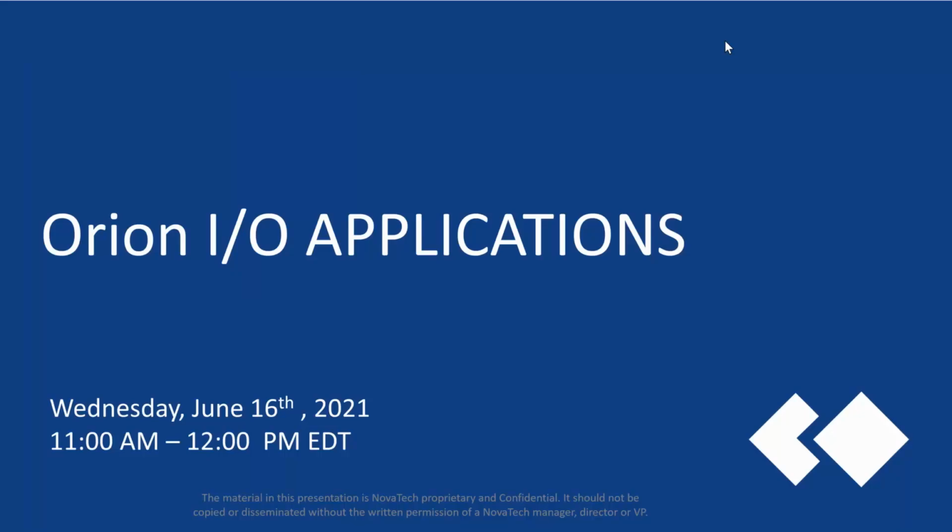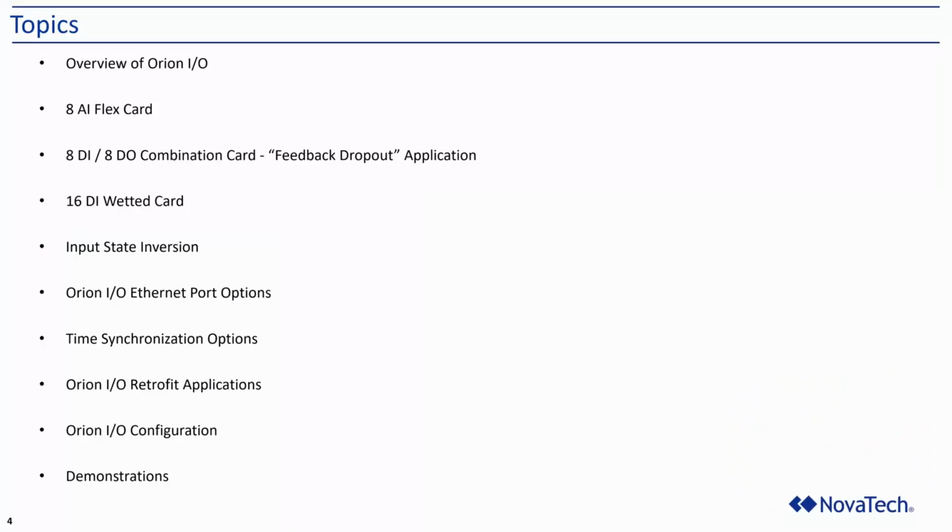Our topic for today's Power Hour is Orion I/O applications. Looking at our agenda for today, we'll start out by doing an Orion I/O hardware overview. We'll then get into the different types of cards that are available on the Orion I/O. In particular, we'll dive into a little bit more detail on the analog input flex card, the discrete input, discrete 8 discrete output combination card, and the 16 discrete input wetted card.